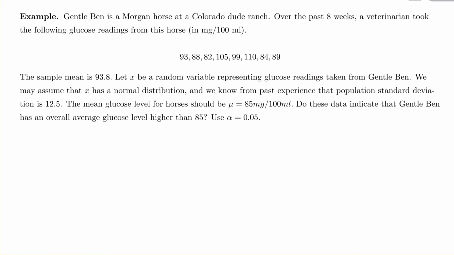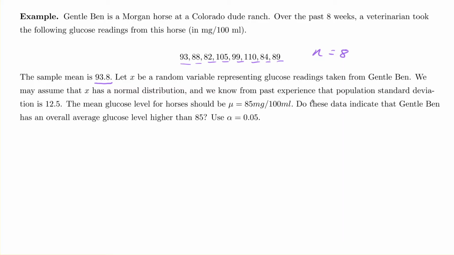Gentle Ben is a Morgan horse at Colorado Dew Ranch. Over the past 8 weeks, the veterinarian took the following glucose readings from this horse. Here, 1, 2, 3, 4, 5, 6, 7, 8. So n is 8, a sample of 8. The sample mean is 93.8. Let x be the random variable representing the glucose reading from Gentle Ben. We may assume that x is normally distributed.